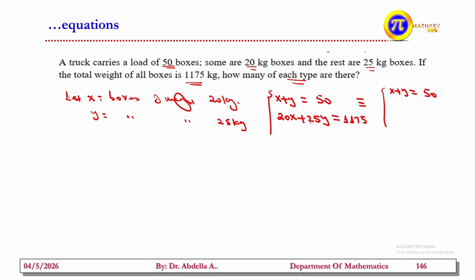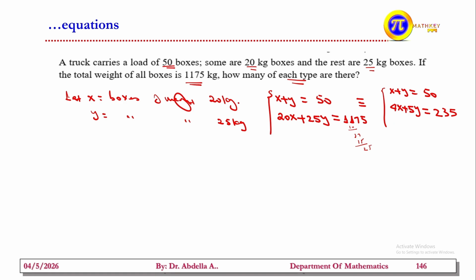We divide this both sides by 5. 20 divided by 5 is 4x plus 25 divided by 5, that is 5y, is equals to 1175 divided by 5. This is twice, this is 10, this is 117, how many times, that is 3, here is 15, take 2 25 divided by 5 that is 5 here. So this is equivalent with second equation divided by 5, it becomes 4x plus 5y is equals to 235.